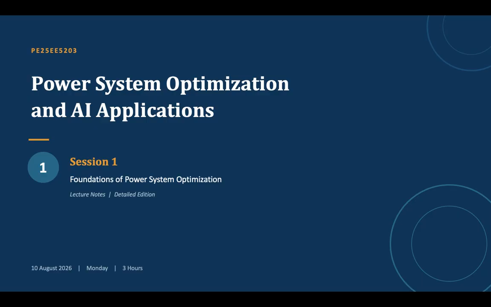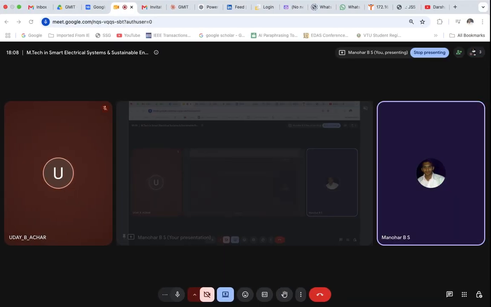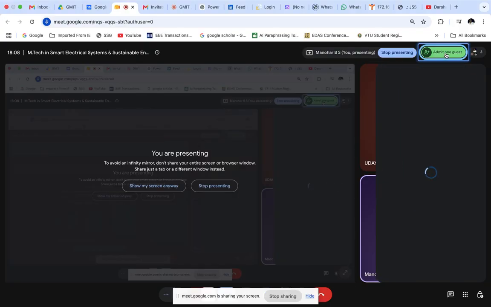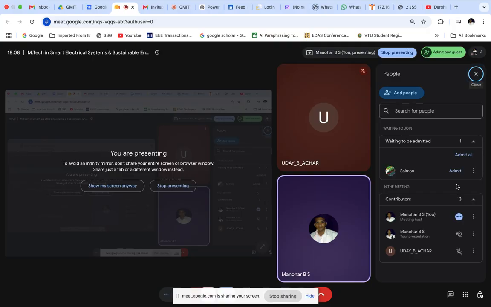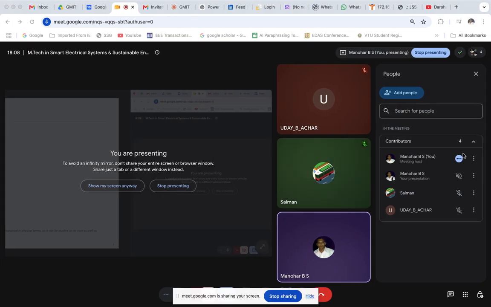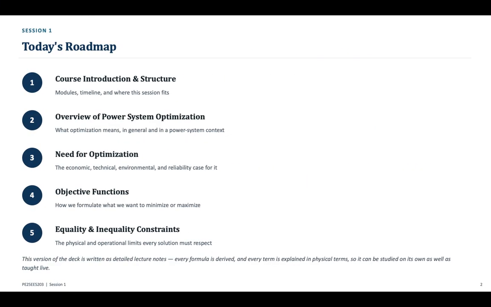Okay, so this is the seventh module, right? This is power system optimization and AI applications in power systems. A very large area where AI needs to be involved a lot. So this is a roadmap of how this session will be. Yeah, this is the roadmap of how we are going to take this up.